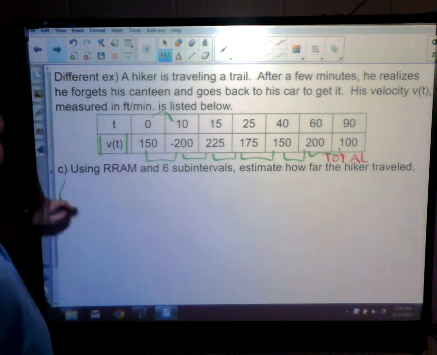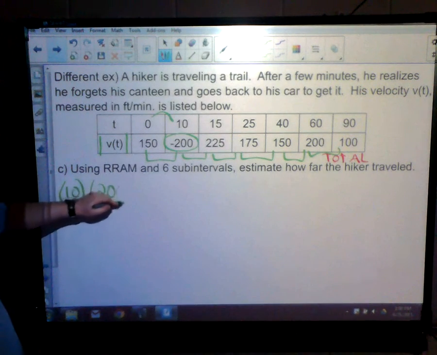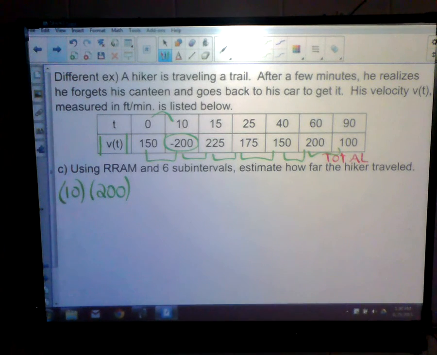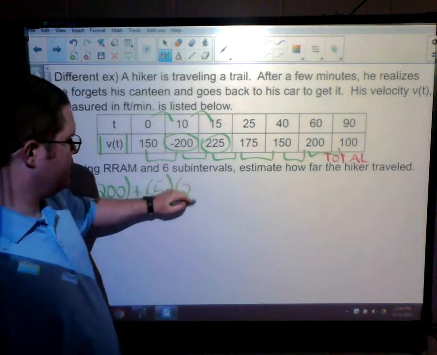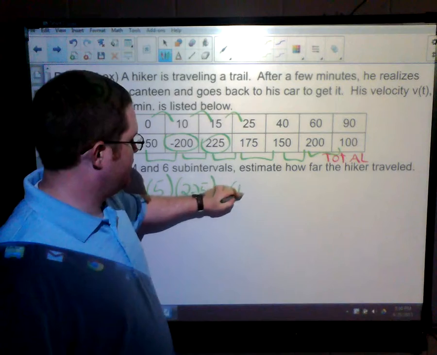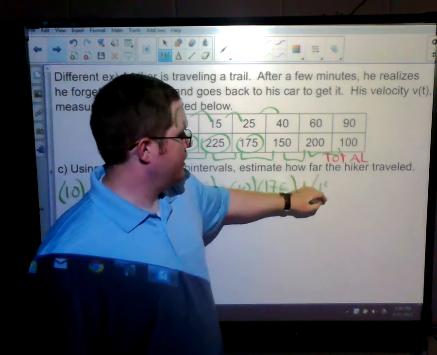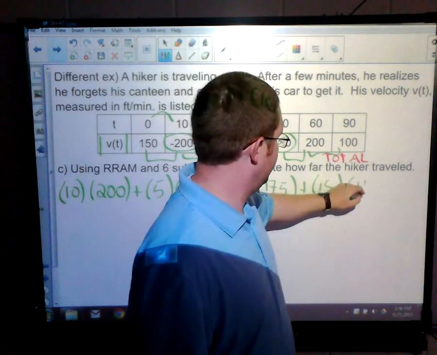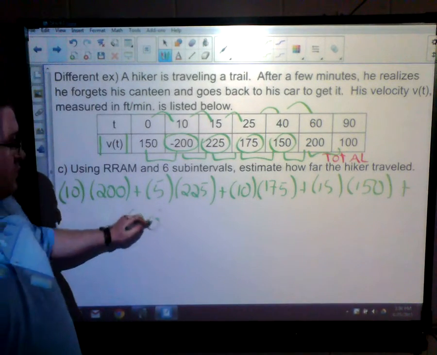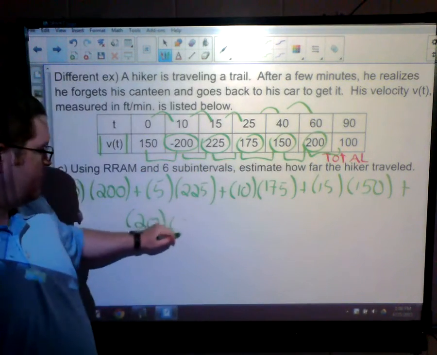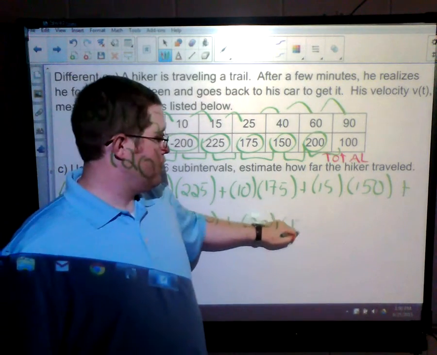The first one, the base is 10, and the right side is positive 200. Remember, I'm using the absolute value. Plus 5 times 225 plus 10 times 175 plus 15 times 150 plus, I gotta go down here, sorry, 20 times 200 plus 30 times 100.